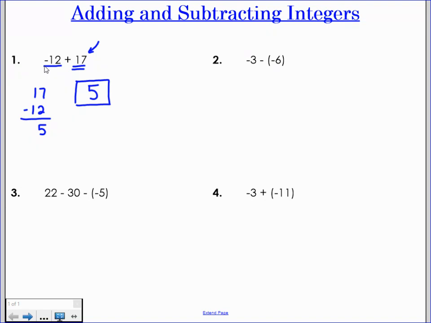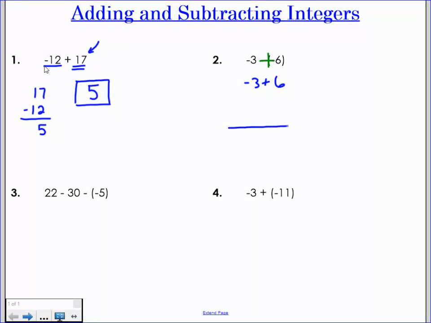Okay, let's take a look at the next one. Negative 3 minus negative 6. Right off the bat, you should see here, I have a minus negative. And remember, we talked about, that means addition. So basically all we have here is negative 3 plus 6. Okay, we could use the same rule that we did for number one. You could do 6 minus 3, keep the sign of the bigger number.